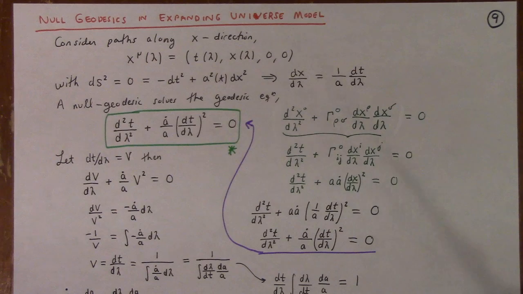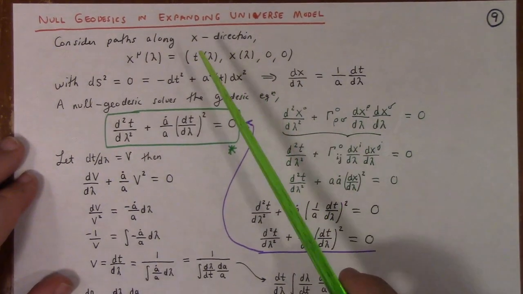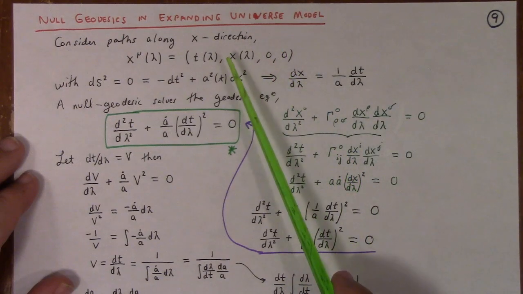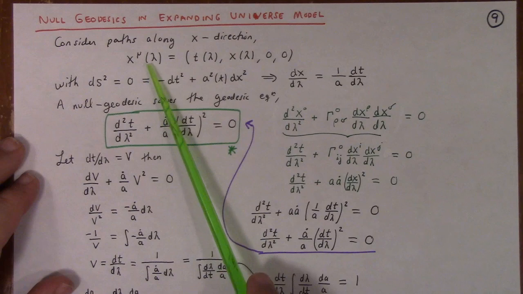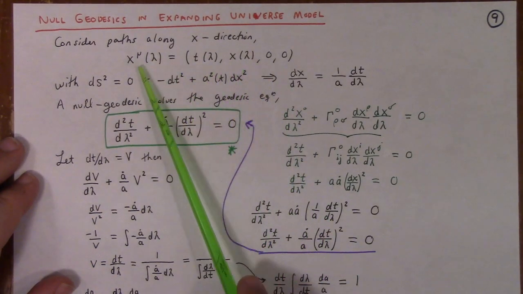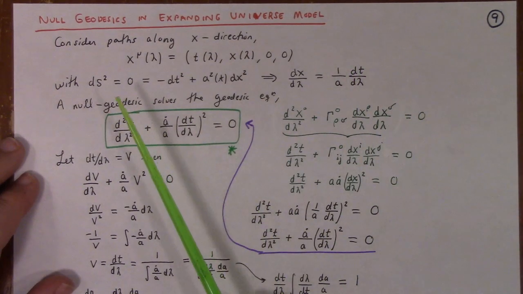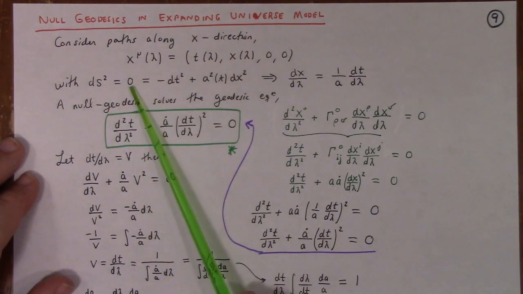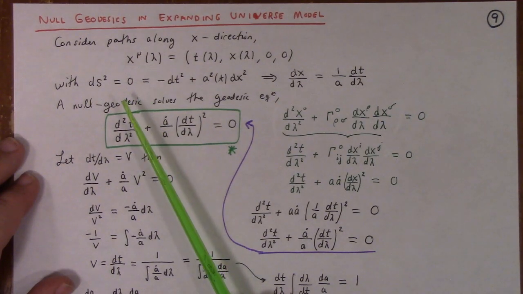So then he says, okay, well, let's consider paths that are null paths in the x direction. So something like this: x^mu of lambda is t of lambda, x of lambda, 0, 0. So it's going in the x direction, all right? So again, null path, so ds squared is 0. The metric is 0 along the path.